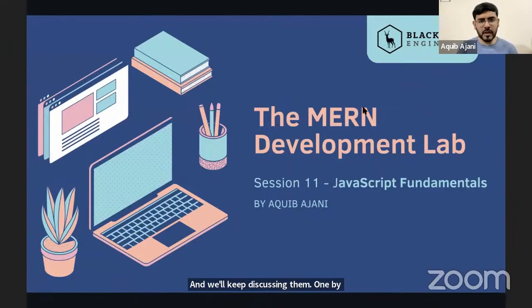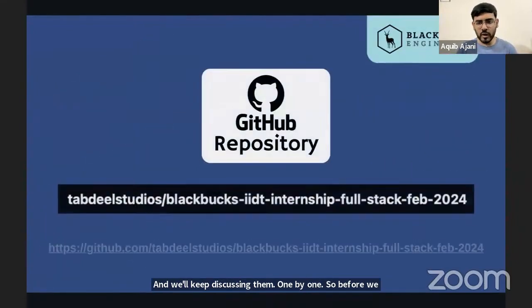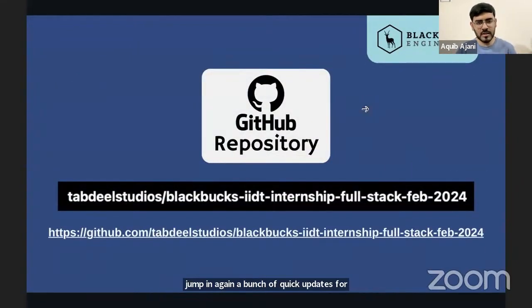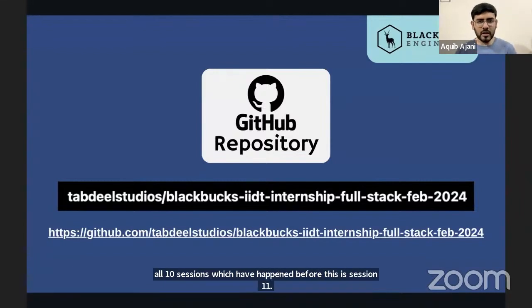Before we jump in, a bunch of quick updates for you. Number one, everything has been updated in the repository. We did not really write the code in the last session, so there's nothing from there, but I will be updating the sample project document soon. Other than that, the link is already there over here, right? In this repository, you can find the link to all 10 sessions which have happened before. This is session 11. Now, in this particular session, we are going to start with JavaScript.